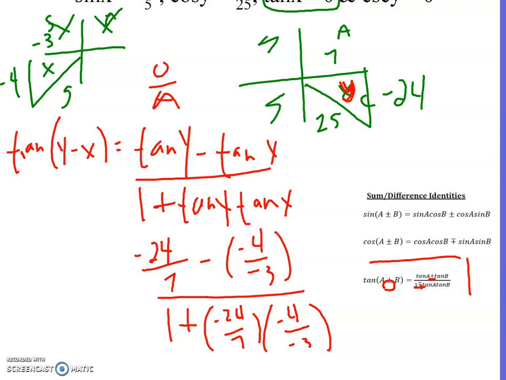Minus negative 4 over negative 3. Please do not just do what I'm doing. And then 1 plus... and we get 4/3.